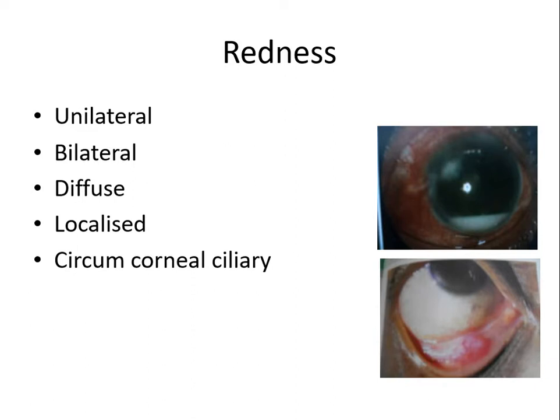Then you have to ascertain whether it is diffuse redness or localized redness. As you can see in the pictures here, the above picture shows a diffuse redness. The redness is diffuse throughout the bulbar conjunctiva. Whereas in the lower picture, the redness or congestion is limited to the palpebral conjunctiva of the lower lid.